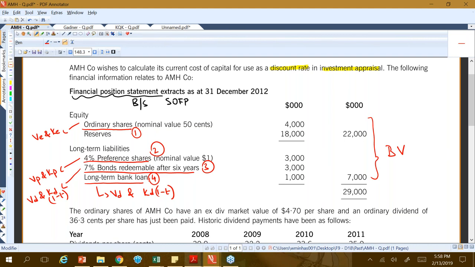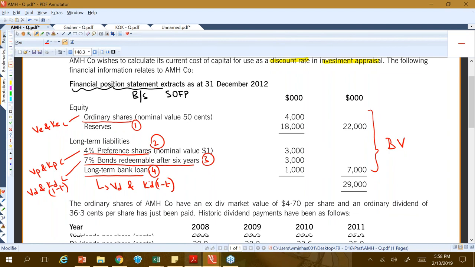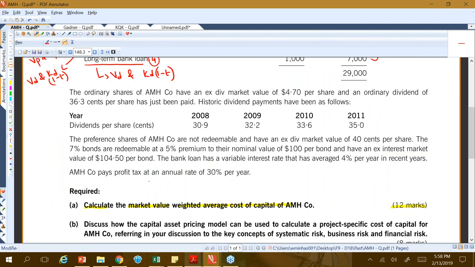Then it says that the ordinary shares of AMH have an ex-div market value of 470 per share. So this is the market price of the ordinary shares, which is 4.7. Once I have the number of shares, I simply multiply that with the market price to find the VE. And an ordinary dividend of 36.3 cents has just been paid. So this seems to be the D naught.